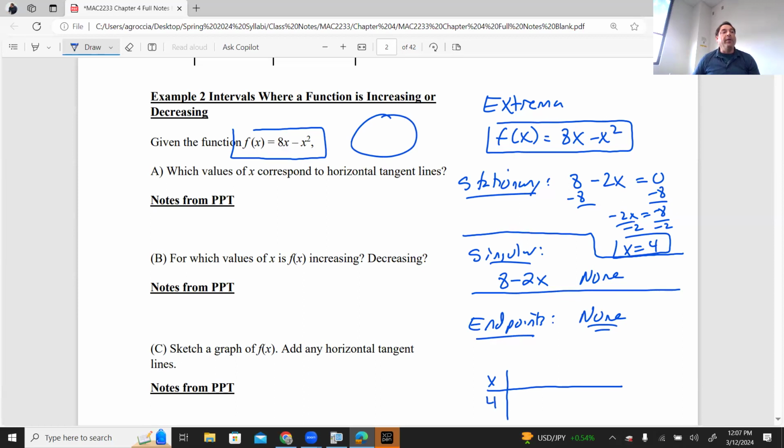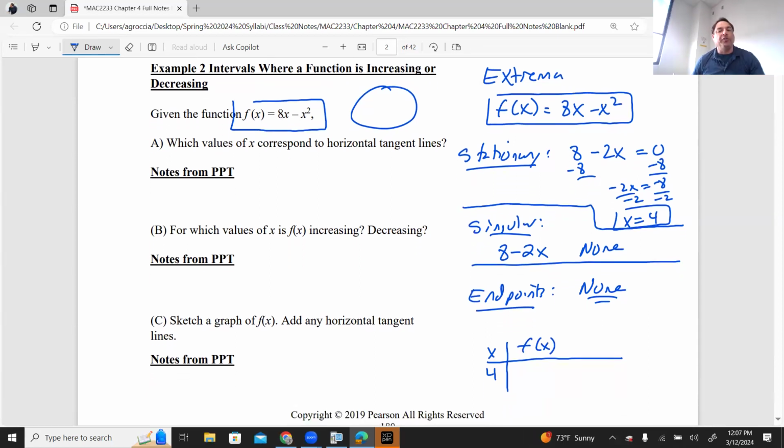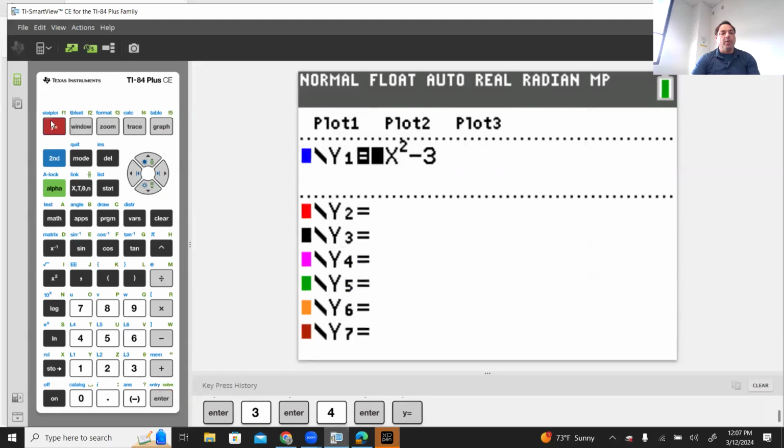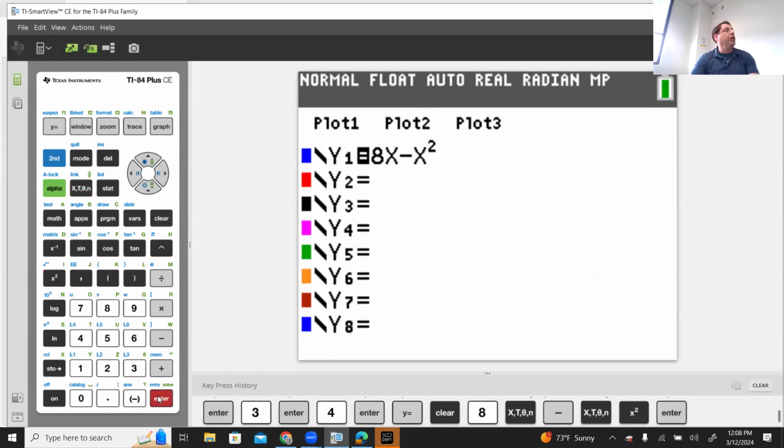4. And are we going to plug it into the original or the derivative? The original. Why the original? Because it's all about the original. We're trying to find the extrema of the original. So we go to our calculator. We go to y equals. We clear the old one. We put in the original 8x minus x squared. And then we're going to go to the table and plug in 4.